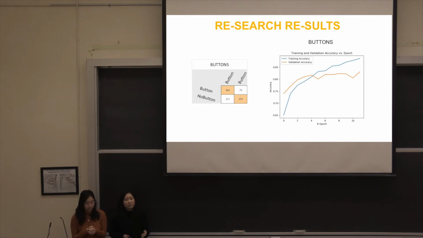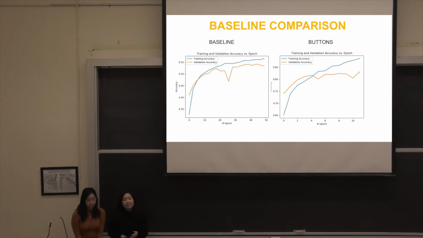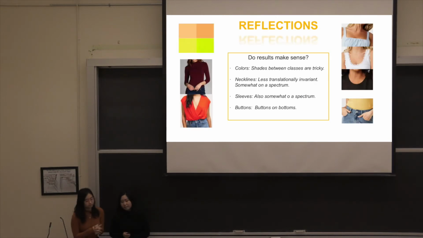And finally, we have buttons, where there were a lot of false positives when it predicted buttons, yet there were none, and we'll talk about that in a sec. And for the baseline, it remained around random probability since it was binary, at around 53%, whereas our model achieved 83%. So, a little bit of a reflection on our results.